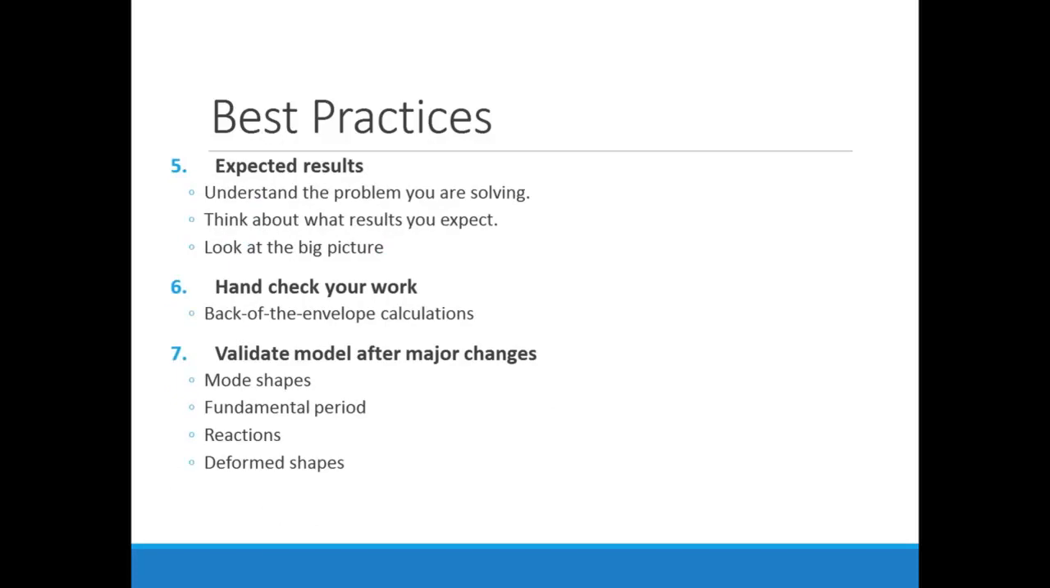And then, as always, you need to have some sort of expected results. So you need to understand what the problem is you're solving. You need to understand structure. So think about what the results are that you expect. And then when you don't get those results, which may be the case, why is it? Not always the case that it's wrong, but you need to critically think about why it doesn't seem quite right, or why you're getting the results that you're getting. So look at the big picture.